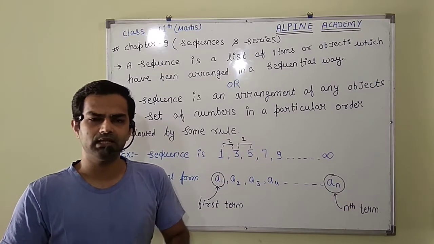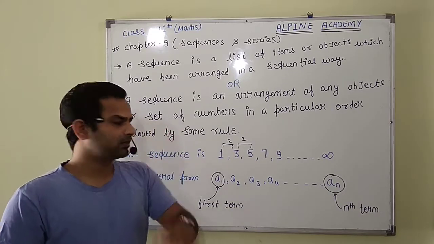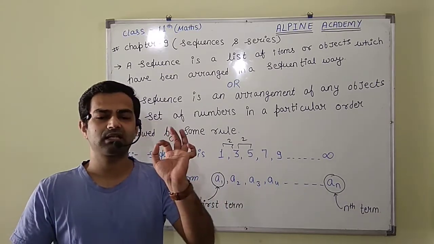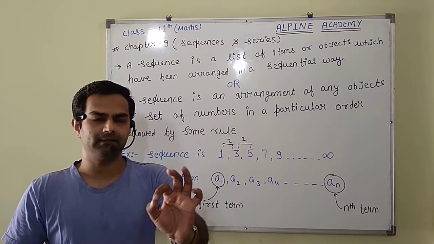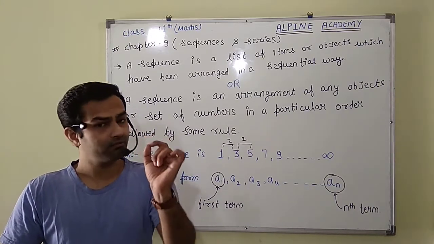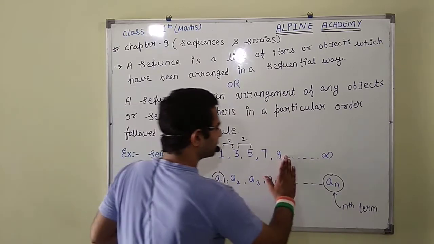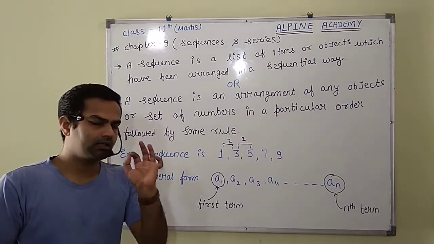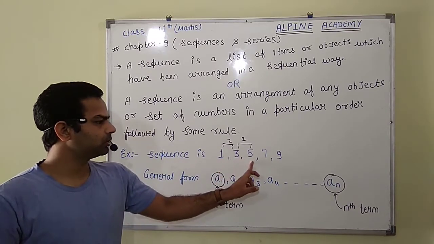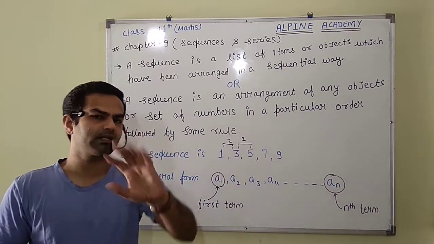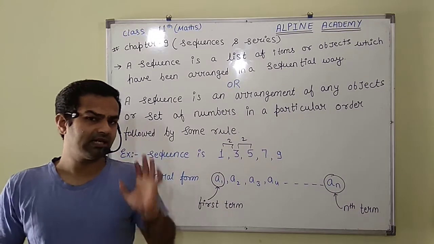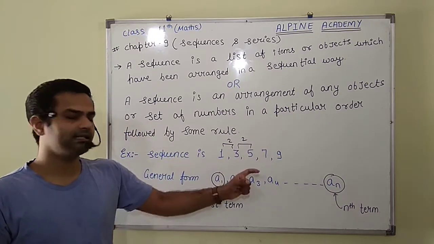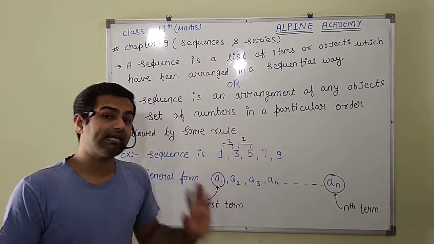What do you mean by finite? If the number of terms present in a sequence can be measured, or we can say it is a finite number of terms. For example, this sequence ends at 9. So in this case there are 1, 2, 3, 4, 5 terms. Total number of terms present is 5. So 5 is a finite number, and this sequence is called a finite sequence.